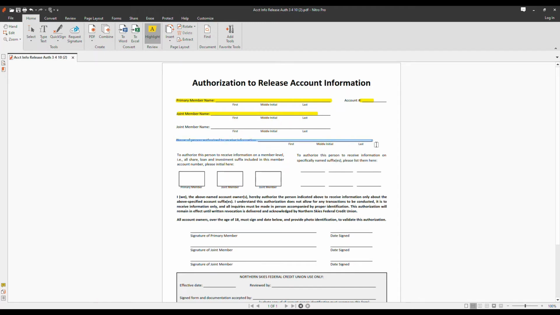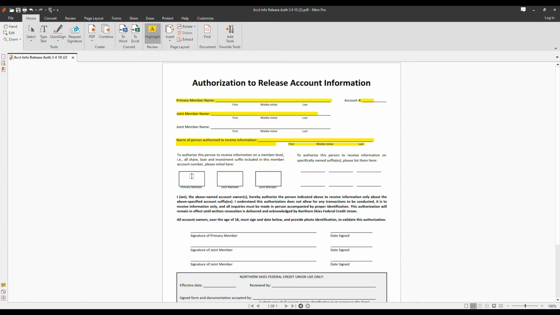Who's the name of the person that is allowed to get the information? We have to be careful with this. We cannot ask a non-joint or a non-member for their ID. So down here below, we'll get to it where it asks for ID. We can only request it from the primary and or the joint. And the main reason that we ask for ID is to make sure that we have a current copy of their ID on file.